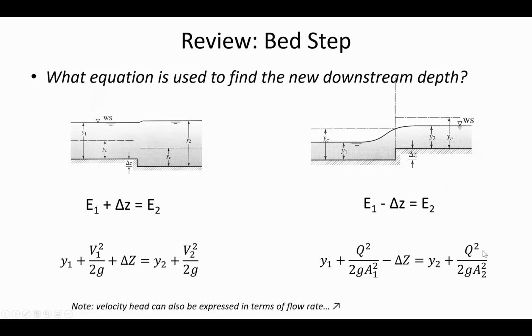So that's just a review of what we talked about last week. Bed step down, bed step up. But there's a limit to how big this step can be. Not the step down. There's no limit to that because the flow is gaining energy. But the flow is losing energy if we have a bed stepping up. And so there's a maximum delta Z that can be tolerated. And the flow depth changes whether there's a step down or a step up. The new downstream depth y2 is going to adjust in reaction to that.